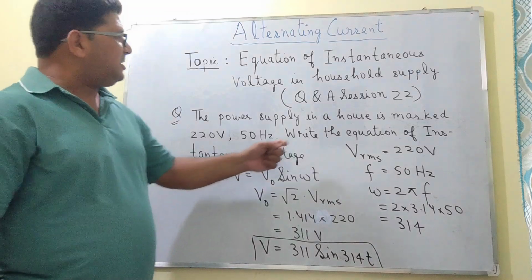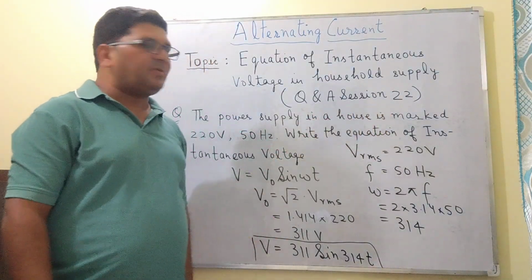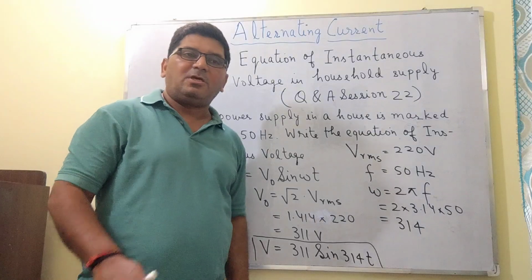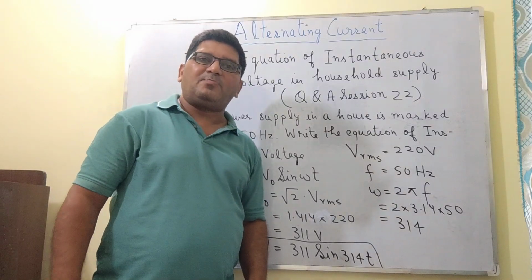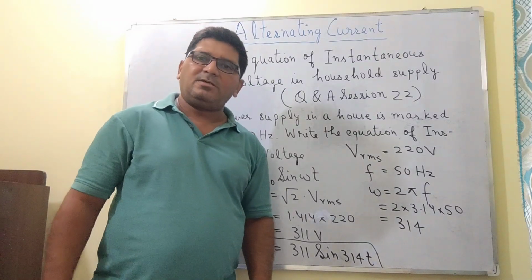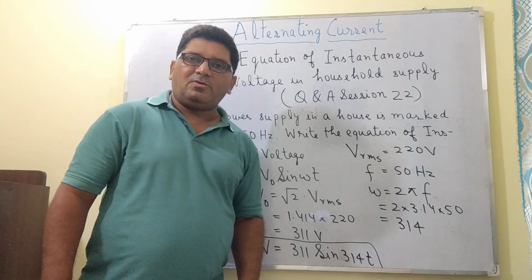Now in the next session, that is in the session number 23, I will be coming up with a question which will be based on the relationship between the peak value of the current and the RMS value of the alternating current.